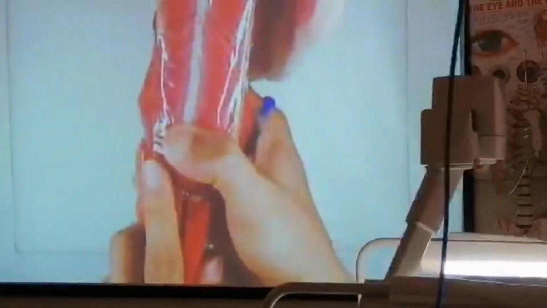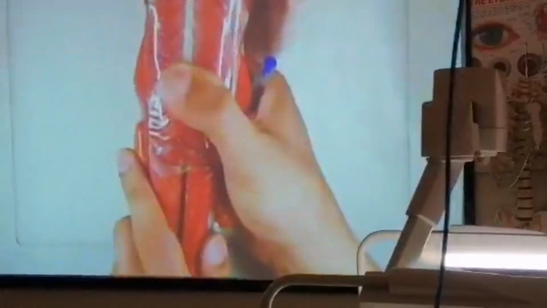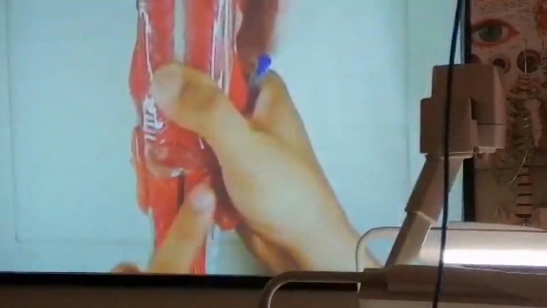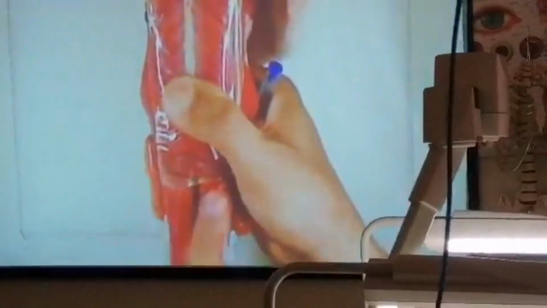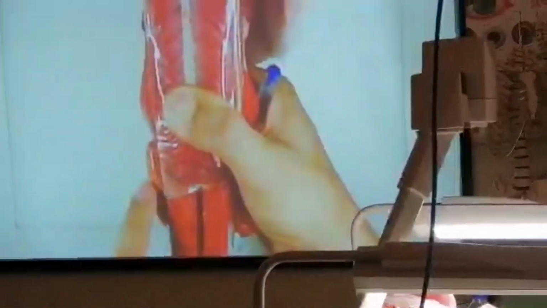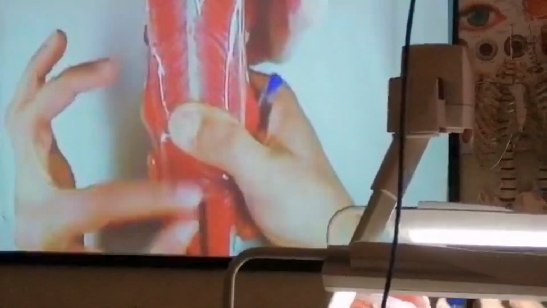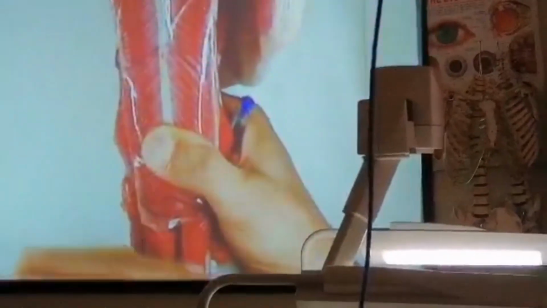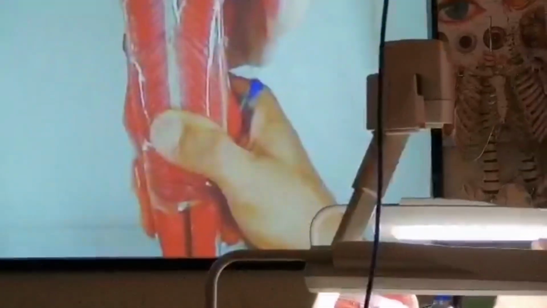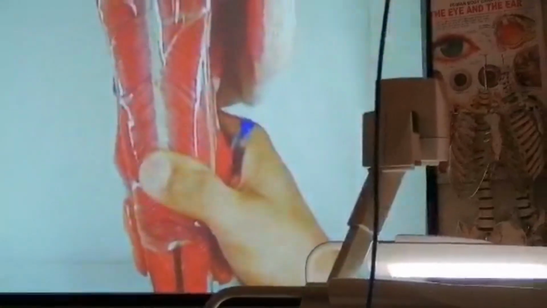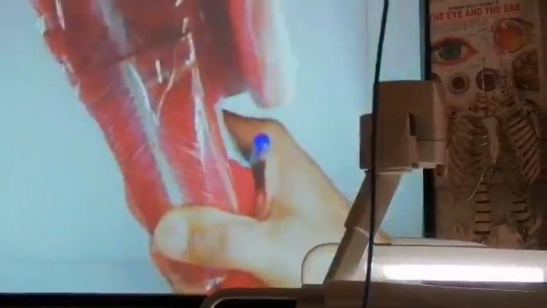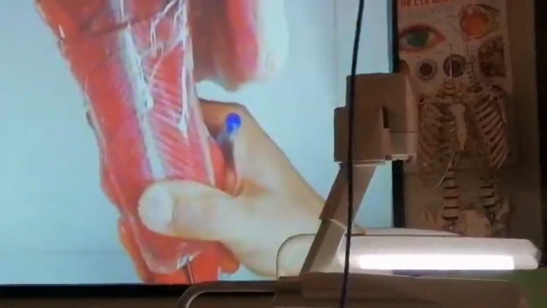And in this area, the circular muscle here is thickened. This circular muscle is thickened to form the sphincter, which is named cricopharyngeus. This is the boundary between the beginning of the esophagus downward and the laryngopharynx above. This forms the upper esophageal sphincter.